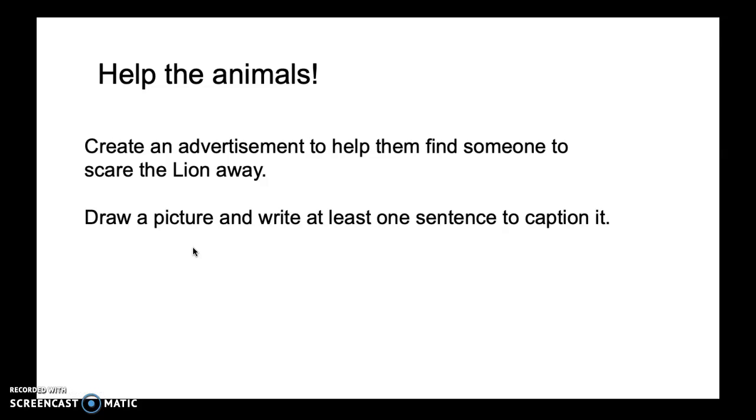All right. So for your homework this week, you're going to help the animals. You're going to create an advertisement to help them find someone to scare the lion away. So you're going to draw a picture, write at least one sentence to caption your picture that will help them find someone to scare the lion away.